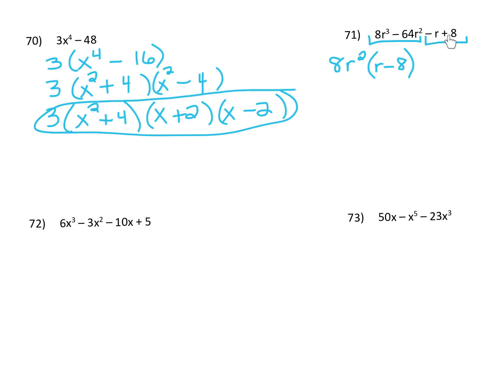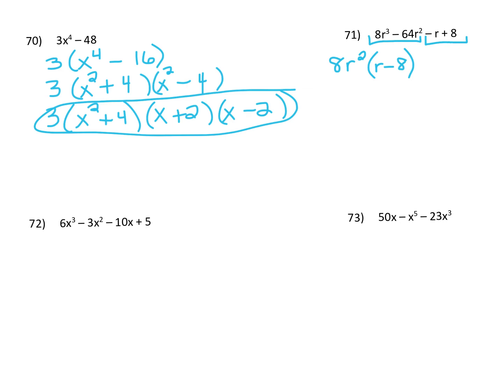And then there's nothing other than a 1 we could factor out of these two terms. So we want to decide, do we want to factor out a positive 1 or a negative 1? Well, in order to get the same thing as we have in this parenthesis, a positive r and a negative 8, we have the opposite. We have a negative r and a positive 8. So we're going to have to factor out a negative sign. Okay, so a negative 1.